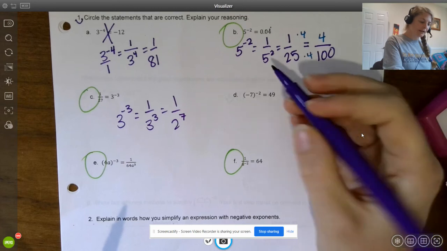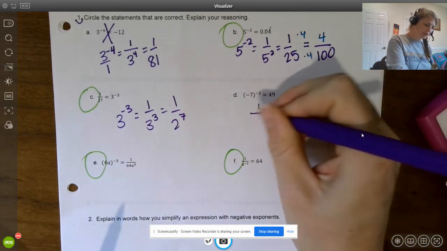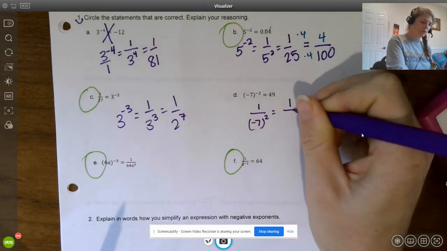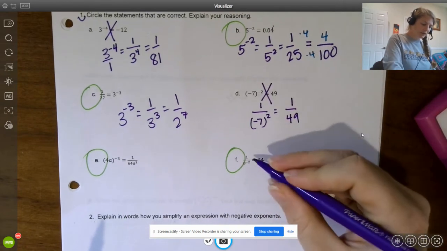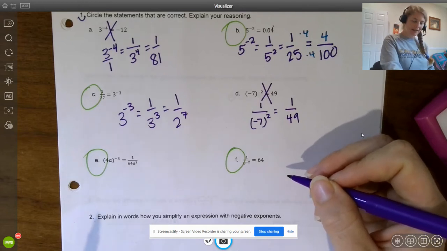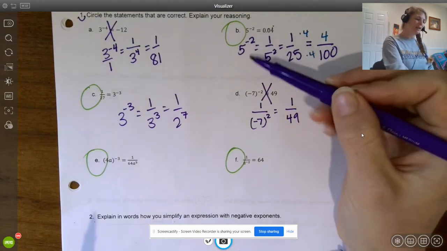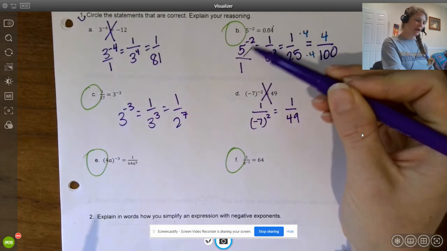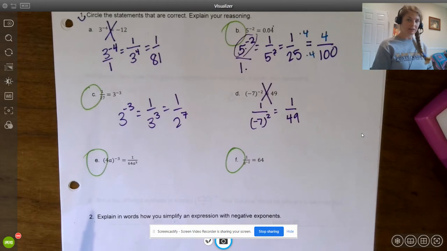D is incorrect because this is negative 7 all raised to the negative second power. So this is 1 over negative 7 being squared, which we know is 1 over positive 49. F is correct, 1 over 8 to the negative second. Well, you might have noticed a pattern here. So this pattern that we're seeing is if you have the negative exponent in the numerator, you take that whole power and bring it to the denominator, and the exponent becomes positive.